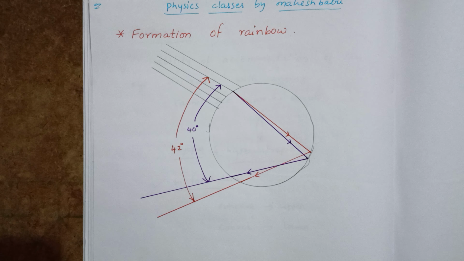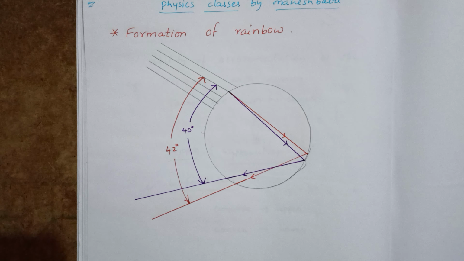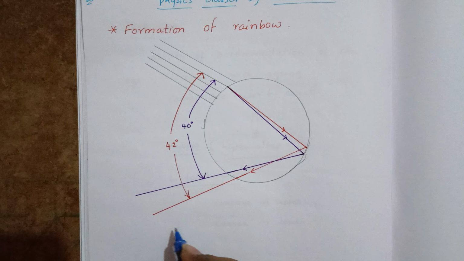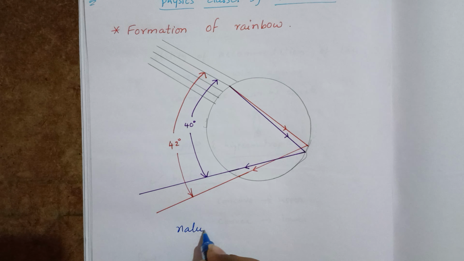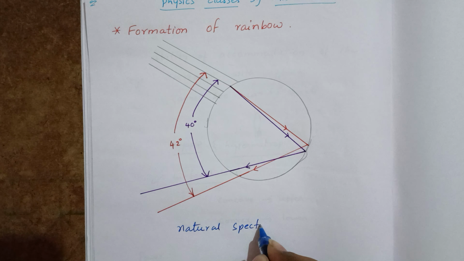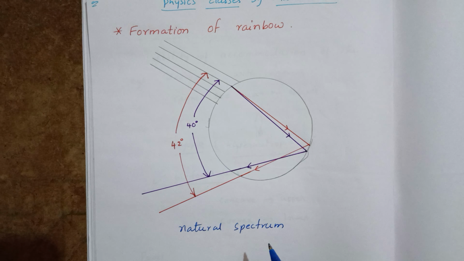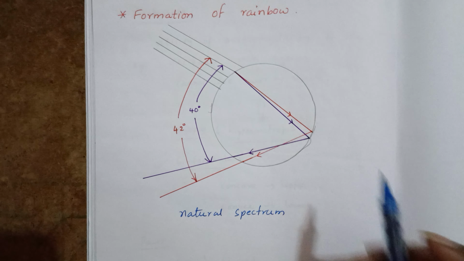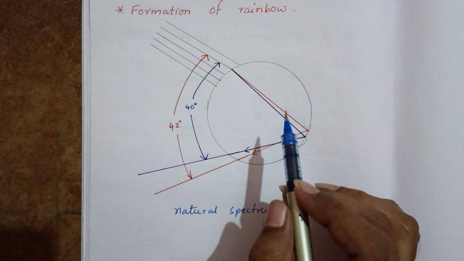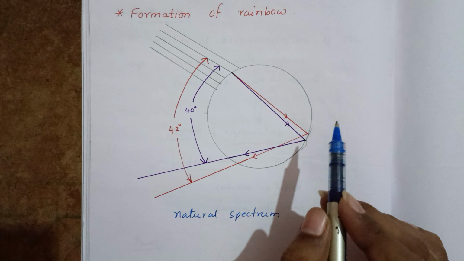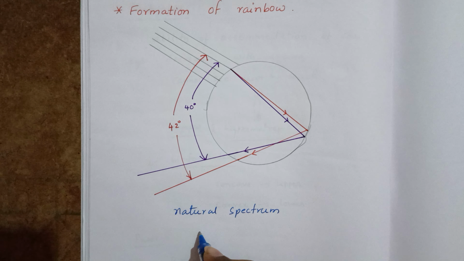Today we'll discuss the formation of a natural rainbow. A rainbow is a natural spectrum of sunlight in the form of a bow that appears in the sky when the sun shines on raindrops.